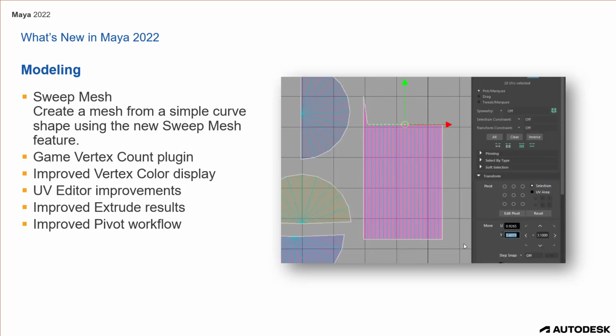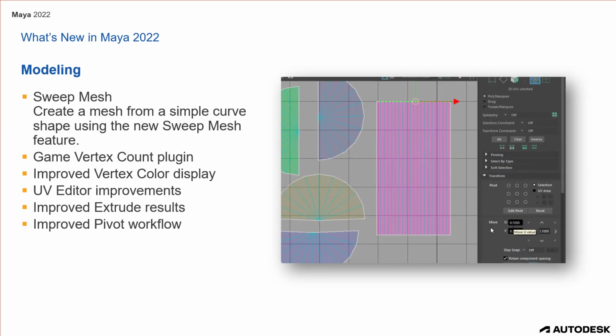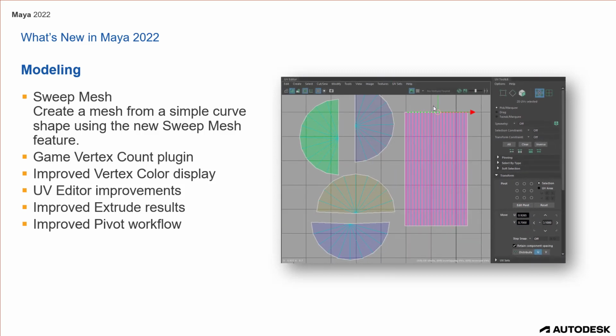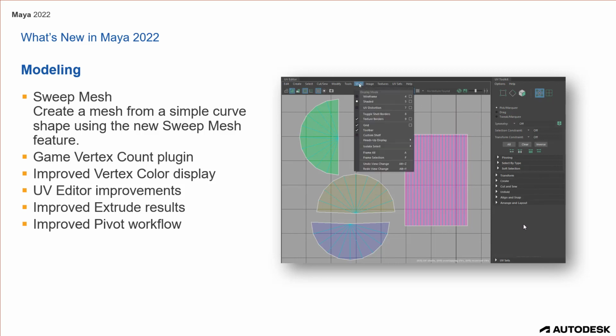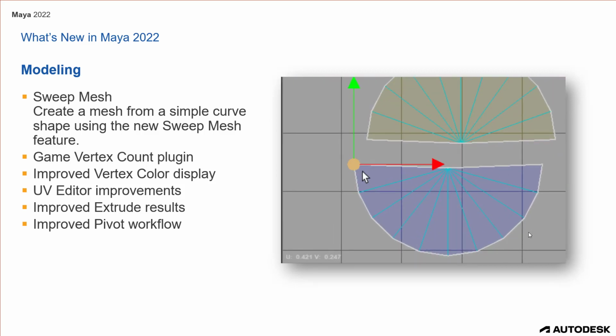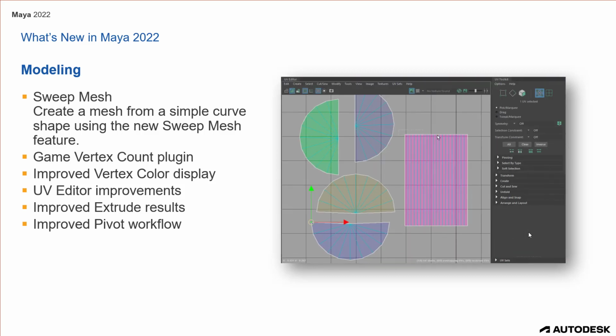There are new features in the UV editor, specifically an input field for moving the UVs. You can select a bunch of UVs and then modify the U or the V coordinate, and all of the UVs will be modified in the same way. And there's also a UV display in the lower left corner so that you can see the coordinates directly from there.